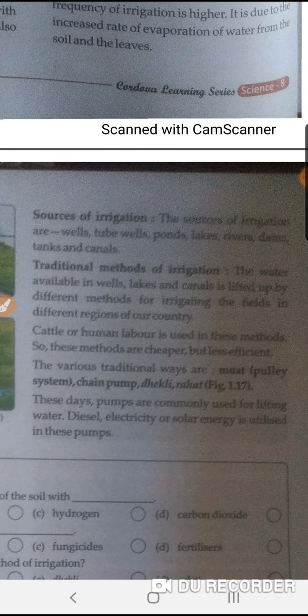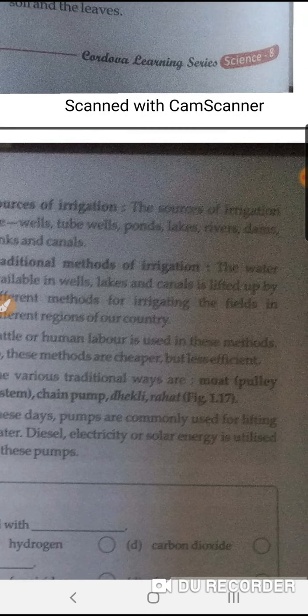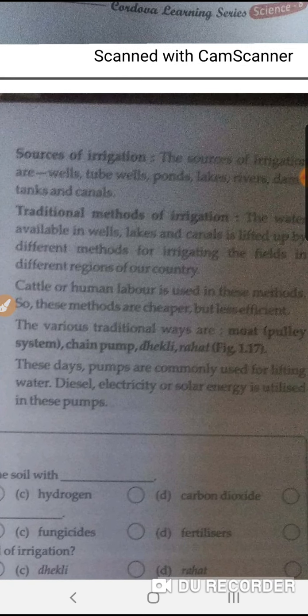These are called traditional methods of irrigation. The water available in wells, lakes and canals is lifted up by different methods for irrigating the field in different regions of our country. In this, cattle or human labor is used.